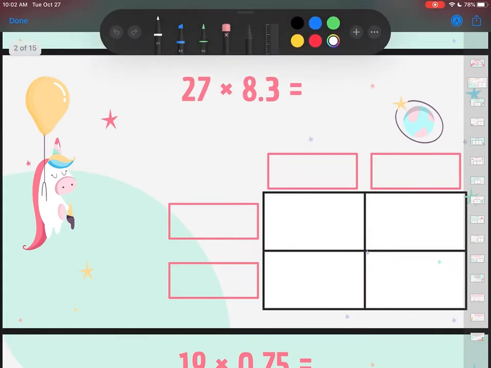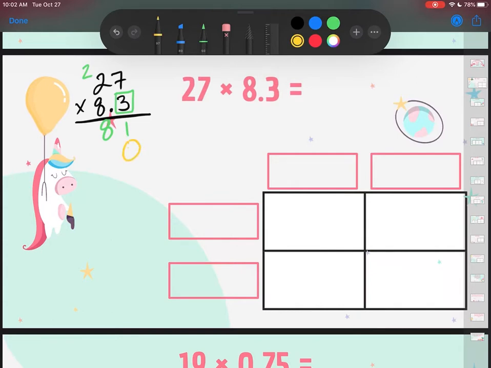Our first one is 27 times 8 3/10. Let's solve this our normal way, how we would do before, right? Just do 27 times 8.3. So I'm going to multiply my 3 out first. We do 3 times 7, which is 21. Carry the 2. 3 times 2 is 6, plus 2 is 8.